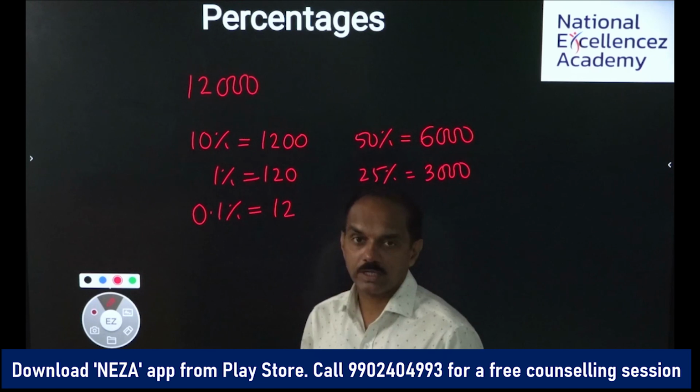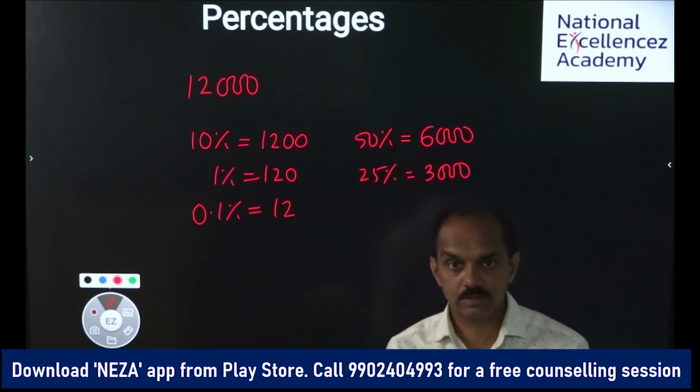Now there is one more category. What if the number is not ending with zeros?